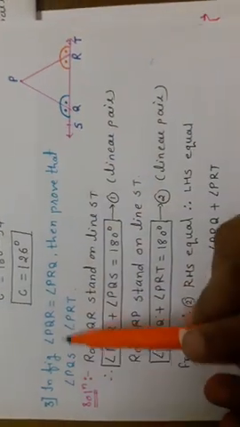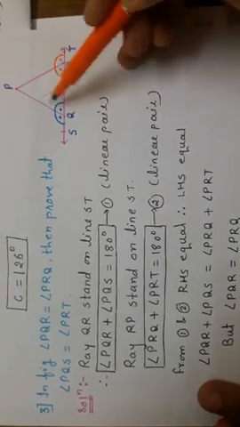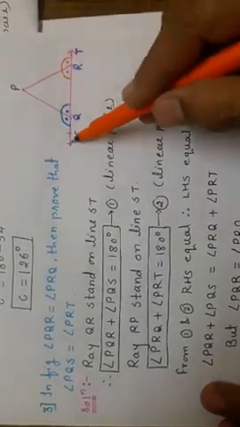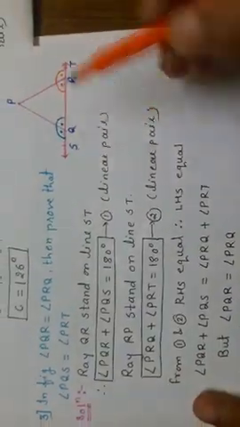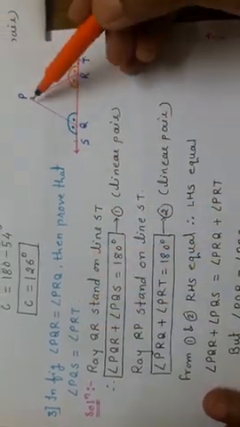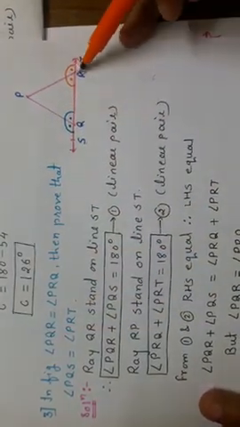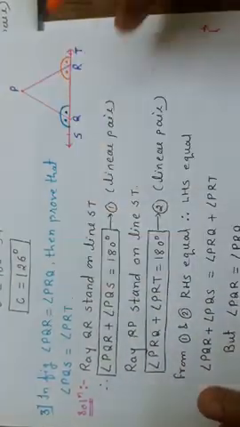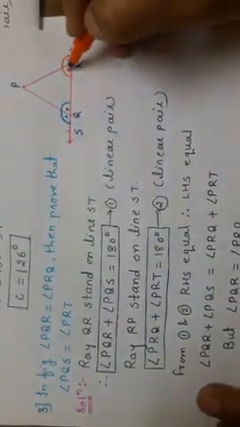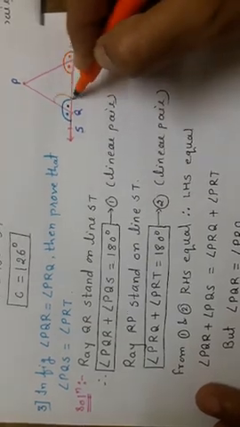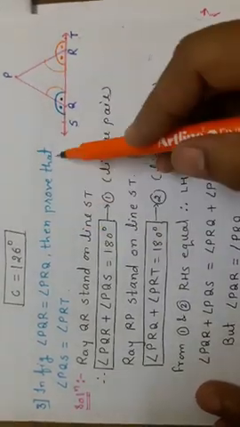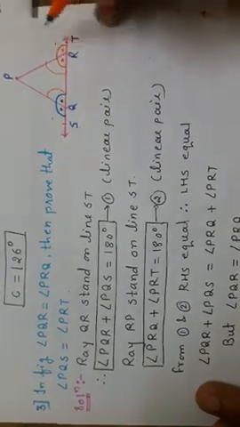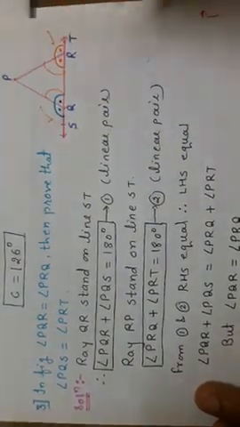Next, third. In this figure, are you finding this is a triangle? This is a straight line ST. In this, they have given PQR, means this angle PRQ. Both angles are equal, this angle and this angle are equal. Then prove that this and this angle are also equal.